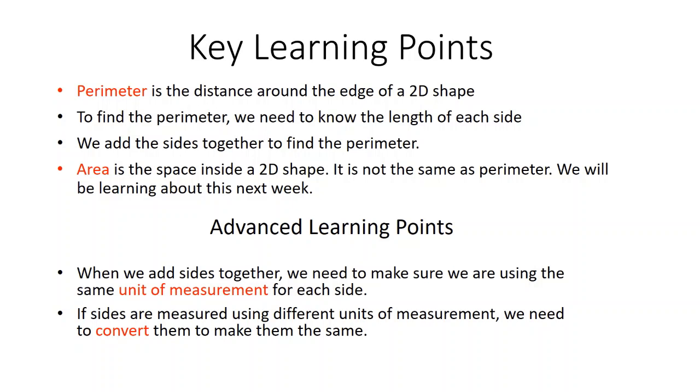Now, area is a word that people often confuse with perimeter, but it's not the same thing. Area is quite different. We'll be learning about that next week. Area is the space inside a 2D shape.